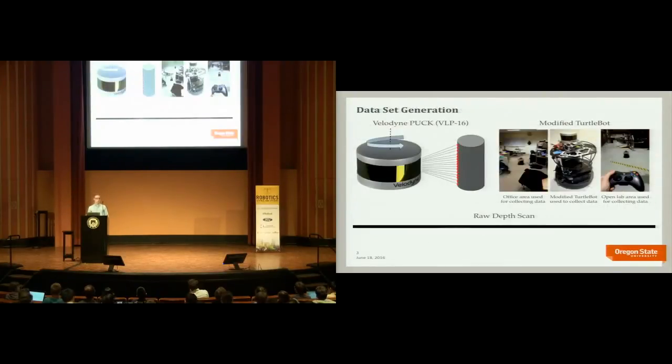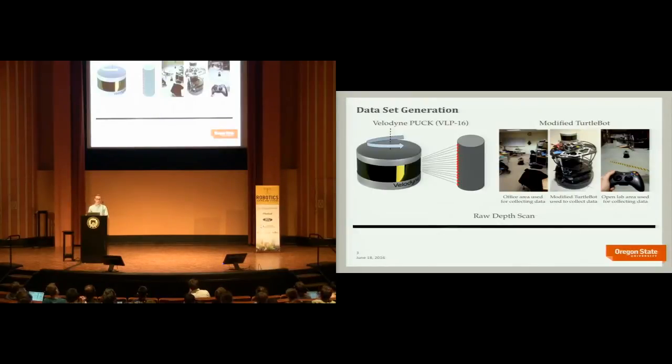And so in order to train these networks, we generated a robust data set in our lab. For this, we used the Velodyne puck. If you're not familiar with this, it spins 16 lasers up to 20 hertz, has a range of 100 meters, and its accuracy is plus or minus 3 centimeters. So you can see this is a very long range and high fidelity sensor.